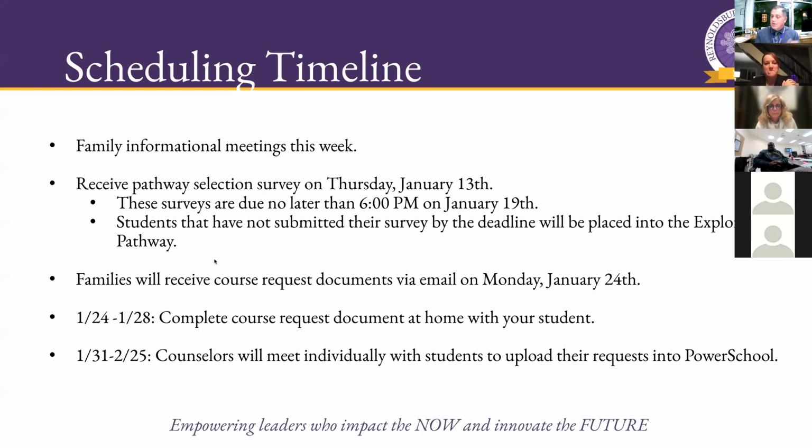Once we get those in, we will be able then to look at numbers, assign our pathways to the correct campus, and then families are going to receive course request documents via email on Monday, January 24th. Okay, so that'll give us about a week to get all those things out, make sure that we've got everybody assigned to the right spots, and get those into everybody's hands. Once you get those course request documents, that will have on it all the electives that are available to you. That's where you'll be able to start working with your student to go through and choose the right courses.